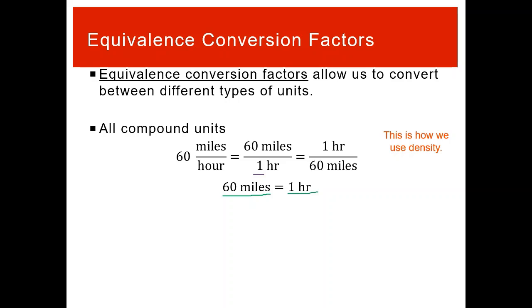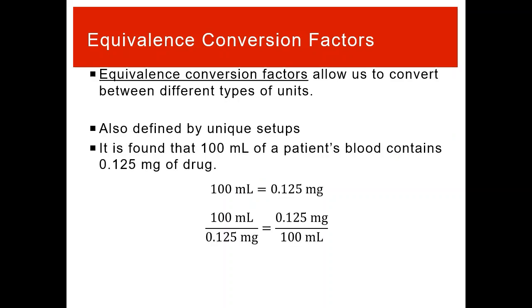That mass to volume relationship we just did is only true for ethyl alcohol, not all substances. So anytime you have a compound unit, you can do this, because compound units always have that per. There's that per when you have that ratio in your unit. And so you can always do that. You can also have unique setups that let you do this. They're just equivalences, they're just defined to be equivalents.